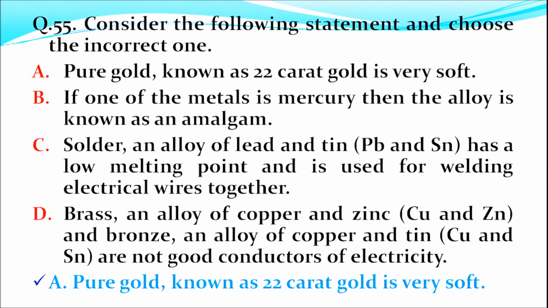Option A is the incorrect statement, that is, pure gold known as 22 karat gold is very soft. Pure gold is 24 karat gold and is very soft. That means option A is an incorrect statement.